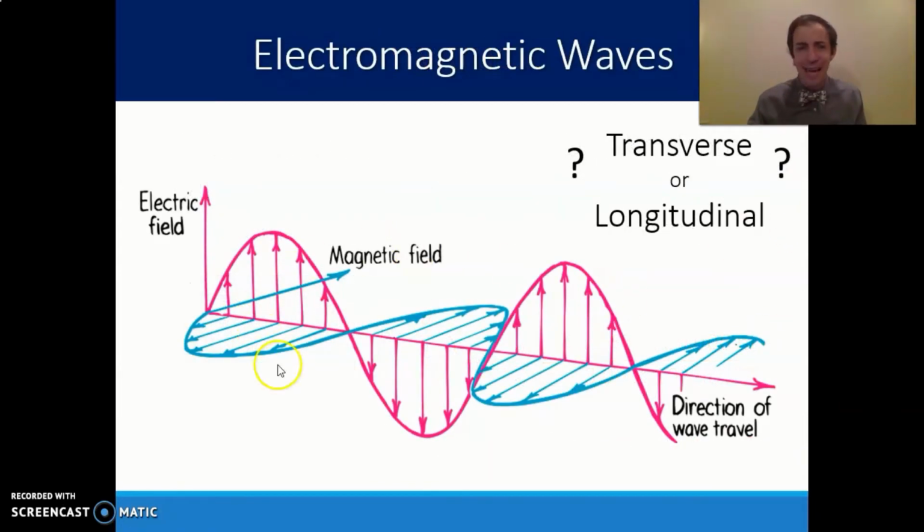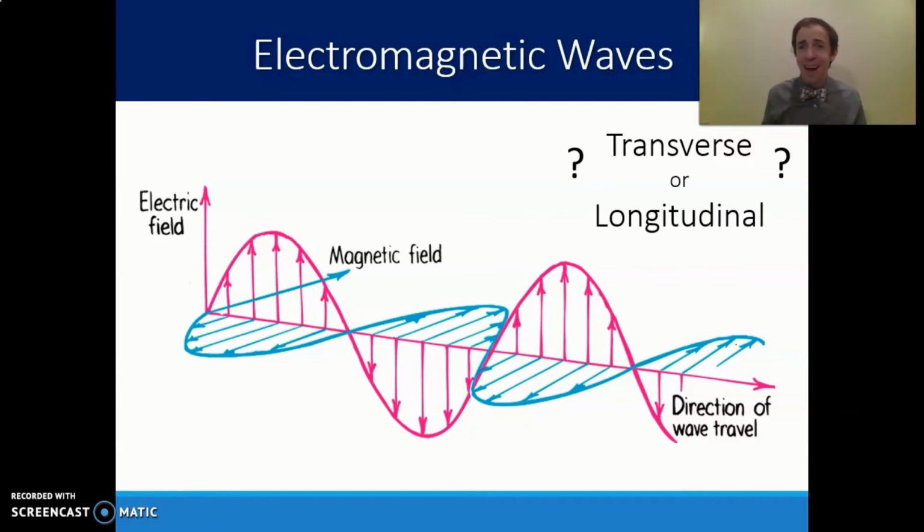So this is a diagram of what a light wave looks like. We call it an electromagnetic wave because it's actually two different fields that are oscillating perpendicular to each other. A magnetic field and an electric field, electromagnetic. And you can see that this oscillation is perpendicular to the direction of travel. Remember to yourself, we had these two categories, transverse or longitudinal. Which one is an electromagnetic wave given that description?